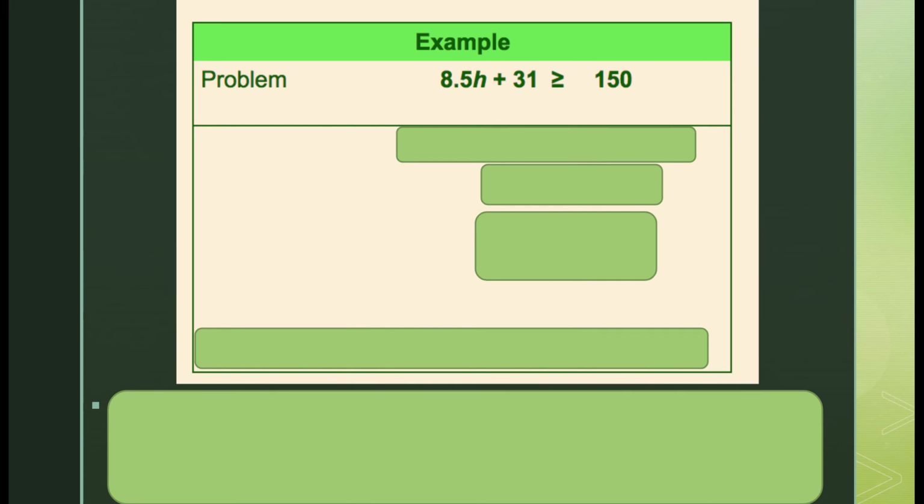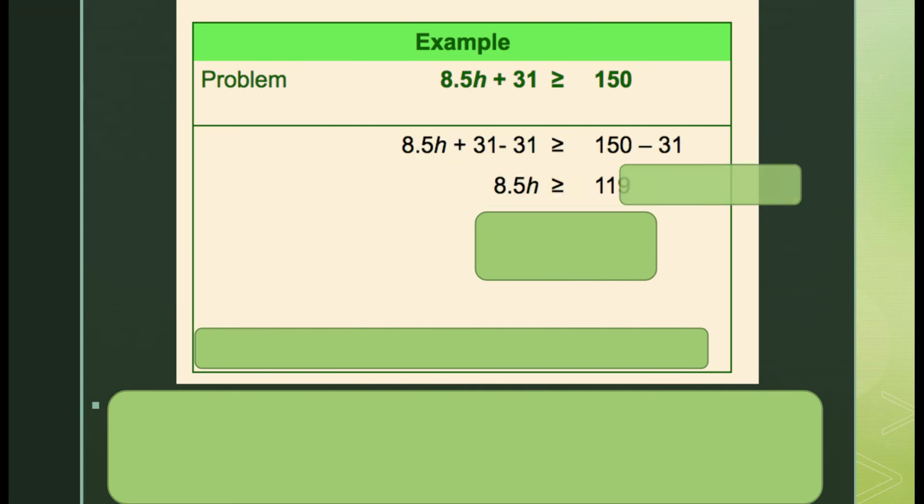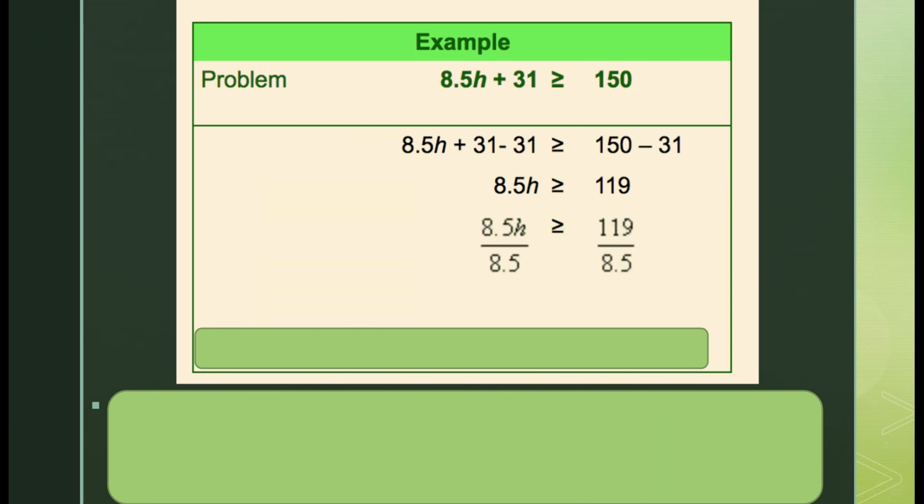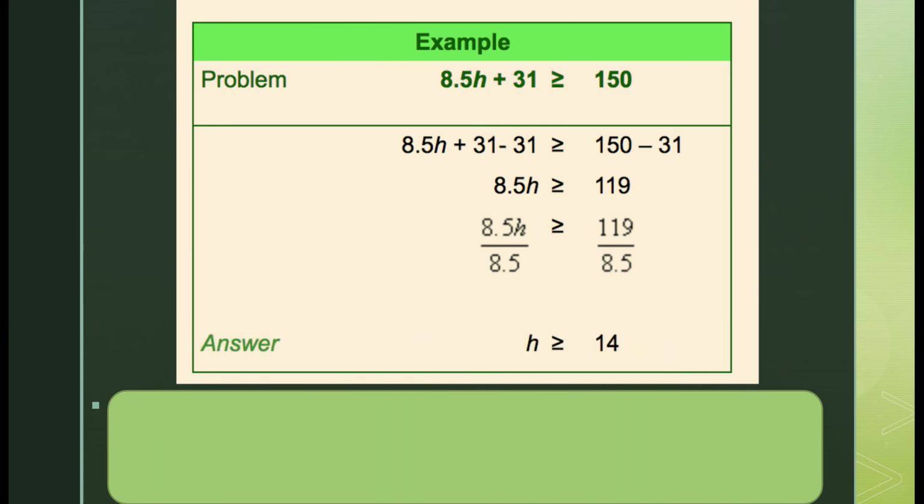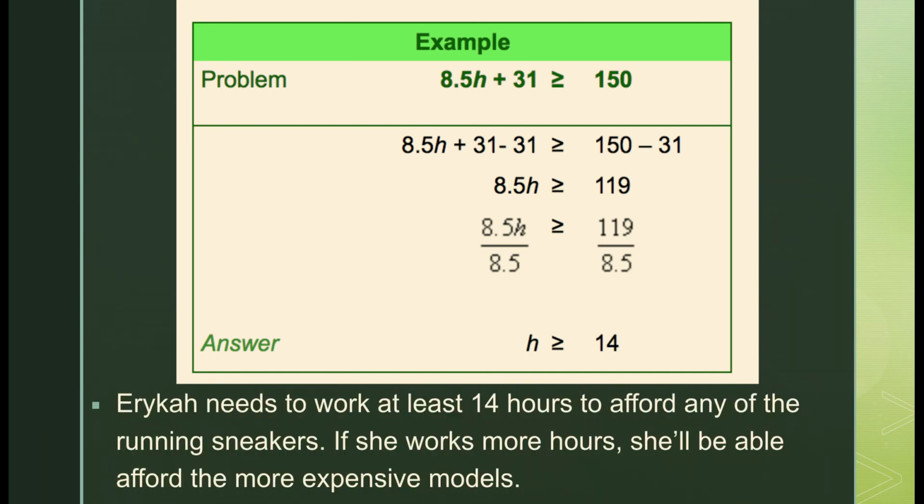So now we can go ahead and solve this as we would normally. So we have 8.5h plus 31, which is greater than or equal to 150. Okay, subtract our 31 from both sides. And then finally, divide both sides by 8.5. And we find out that the minimum number of hours would be 14 hours. So anything past 14 hours, she would then be able to afford any of the sneakers that she wants. So Erica needs to work at least 14 hours to afford any of the running sneakers. If she works more hours, she'll be able to afford the more expensive models.